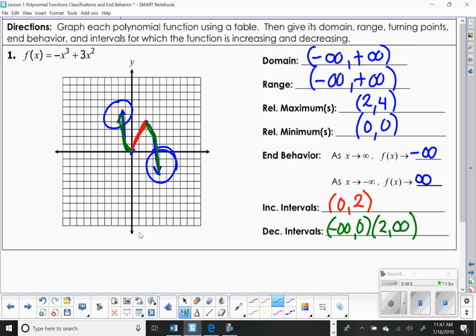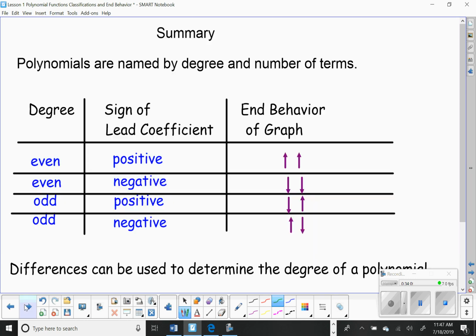Now, in summary, polynomials are named by degree and number of terms. Constant, linear, quadratic, cubic, quartic, quintic. Yes, you have to know those. Monomial, binomial, trinomial. Yes, you have to know those.